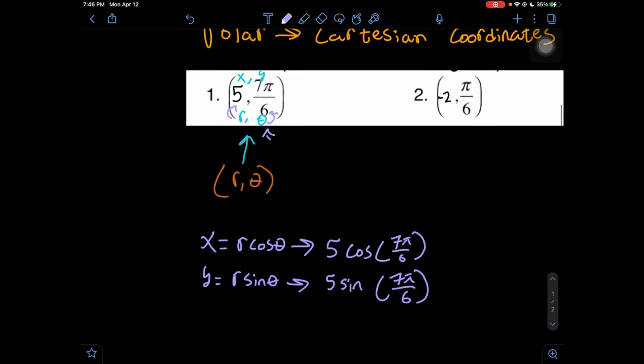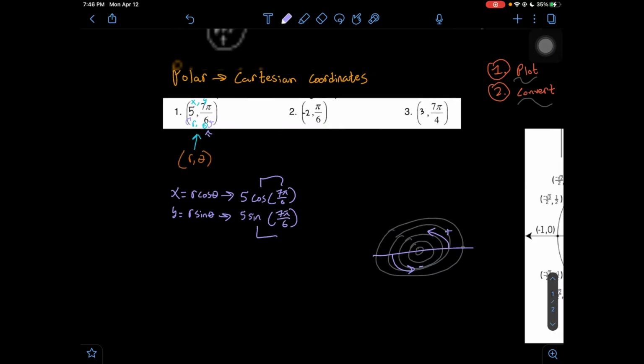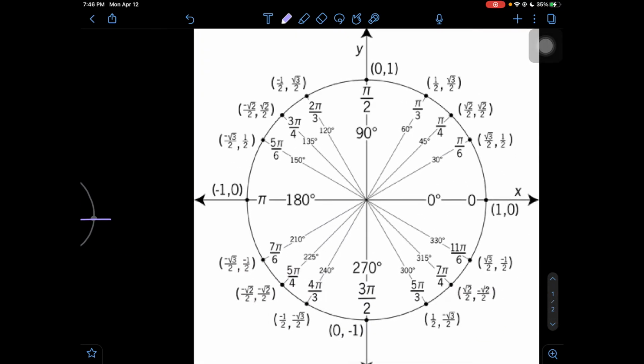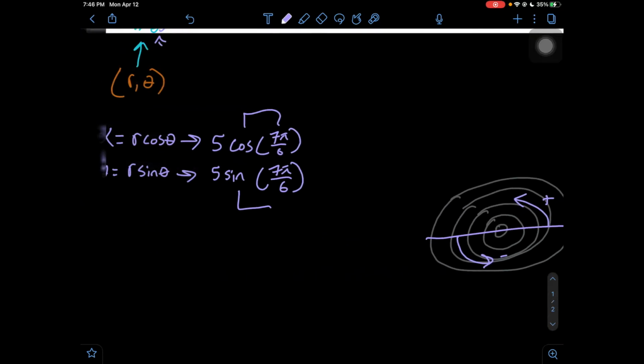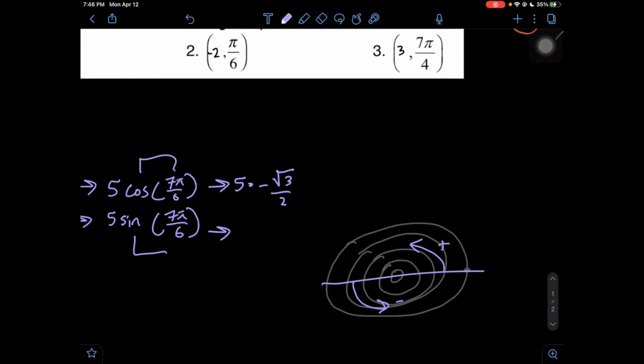And now we're just going to use our unit circle in order to find the cosine and sine of 7π/6. Let's go ahead and pull up our unit circle right here. And we know that 7π/6 is right here. And the sine, well, we know sine equals y and cosine equals x. Well, we know that x, or cosine, is negative square root of 3 over 2. So let's go ahead and substitute that in. So we have 5 times the negative square root of 3 over 2. Then for y, we have sine of 7π/6.